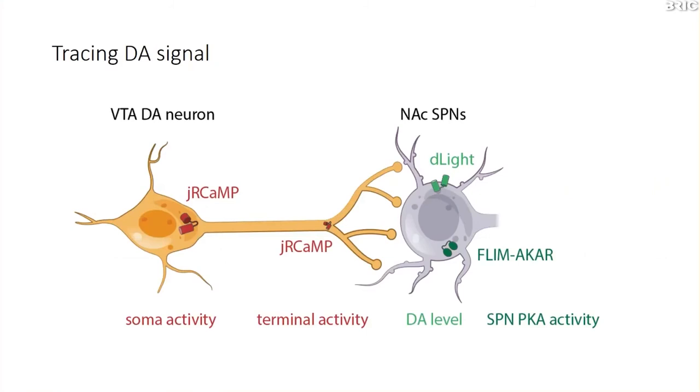With this knowledge that animals can learn this slow timescale task, we decided to trace a dopamine signal and its effect on downstream neurons during the behavior. First, we express jRCaMP1b, which is a red calcium sensor, in VTA dopaminergic neurons to monitor both soma and terminal activity of dopamine neurons. Second, we express dLight, which is an optical dopamine sensor, to monitor dopamine release in the nucleus accumbens. Lastly, we express FLIM-AKAR, the PKA sensor, to monitor the PKA activity in either D1 or D2 receptor SPNs.